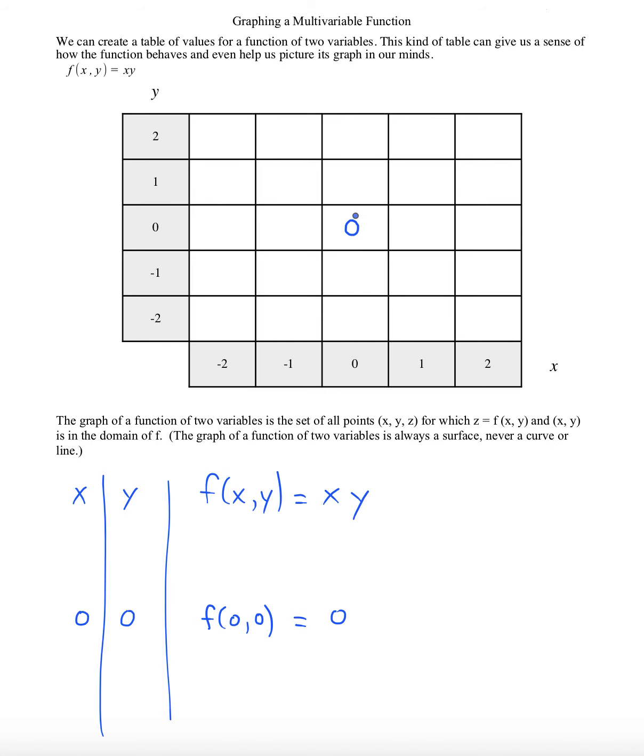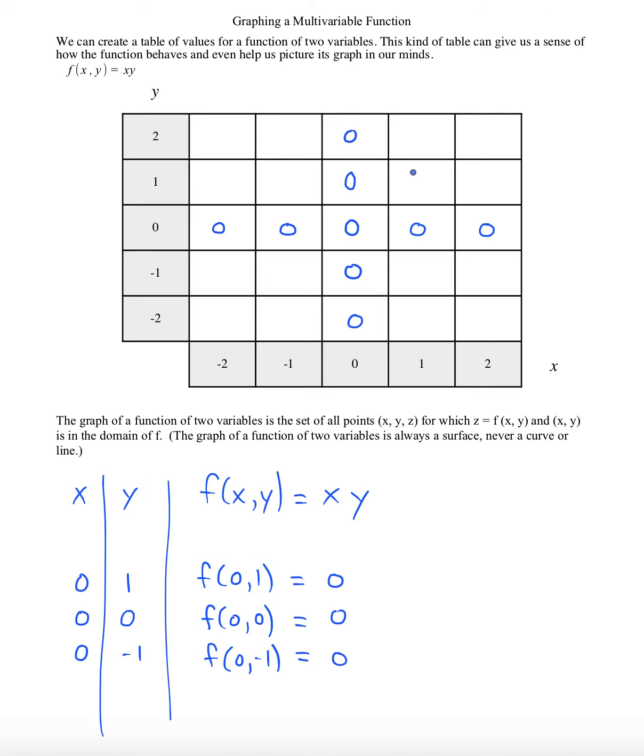And let's see, if we go up 1, we'll have 0 comma 1. And we see there that the value is still 0. We could try 0, negative 1, and that's going to also be 0. It looks like it's going to be 0 everywhere on this column. And we can also see here that when the y is 0, it doesn't matter what the x is. That's going to be 0 as well.